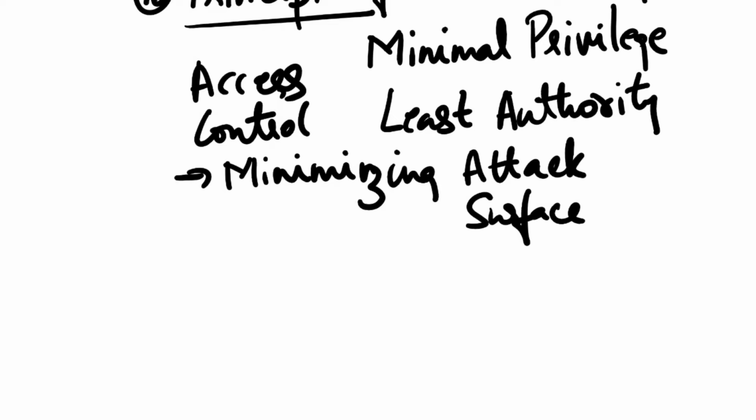When users, applications, or systems have only the permissions they need, the potential for exploitation of vulnerabilities is diminished. Attackers who gain unauthorized access have fewer opportunities to move laterally within the network or escalate privileges. Next, limiting the exposure to vulnerabilities.